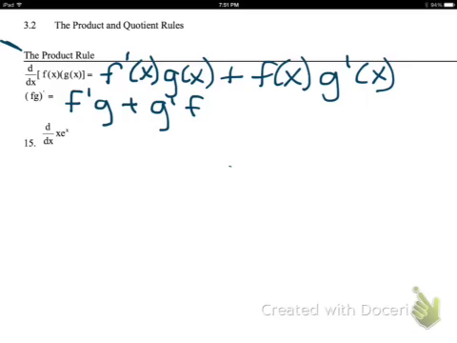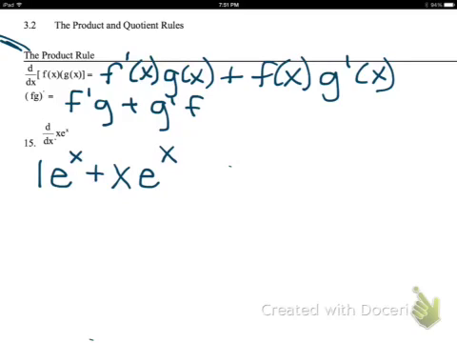The first example, I have two functions. x is f, e to the x is g. So I can't just find the derivative of each. It wouldn't just be the derivative of the first one times the derivative of the second one. I have to use the product rule. What's the derivative of x? It's 1. So that would be the derivative of f times g. g is just e to the x, plus f exactly how it is times the derivative of g, which is e to the x.